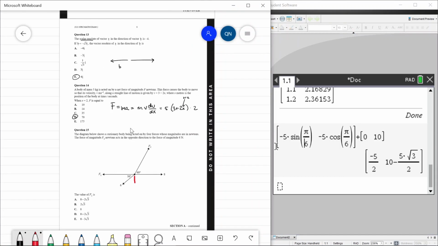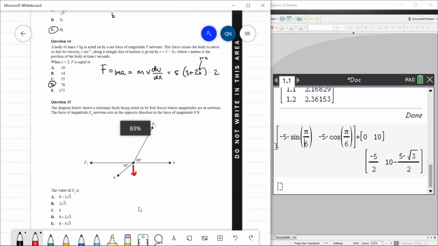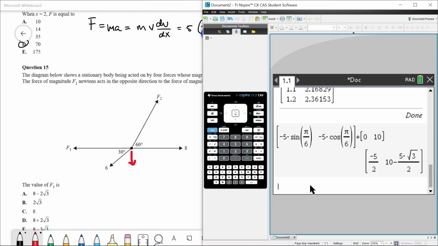So what's the resultant force acting in just purely the vertical direction over here, this red arrow? Well, it's going to be 6. And then what's the angle? Well, the angle right in here, that's going to be 60 degrees. So that's going to be 6 cosine, because we're adjacent, of 60 degrees, which is pi on 3.